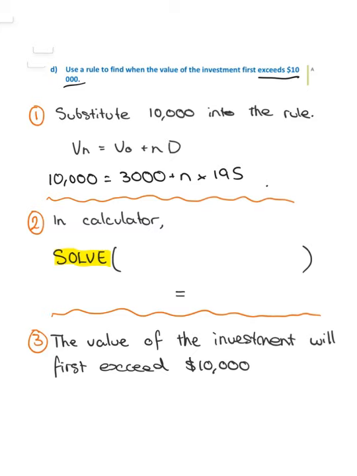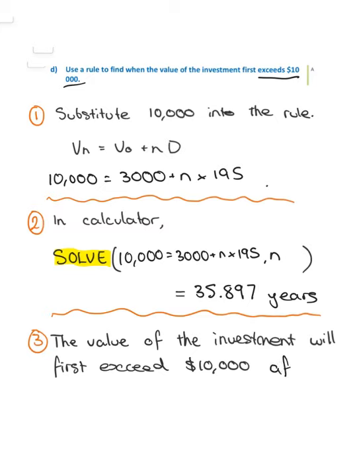Now, step 2, we're going to use our calculator. We put in our solve command, and 10,000, just what we've got above, equals 3,000 plus N times 195. We're trying to find N, so comma N. Put that into our calculator, make sure you put the closed brackets, and you're going to receive 35.897 years. So the value of the investment will first exceed $10,000 after 36 years.